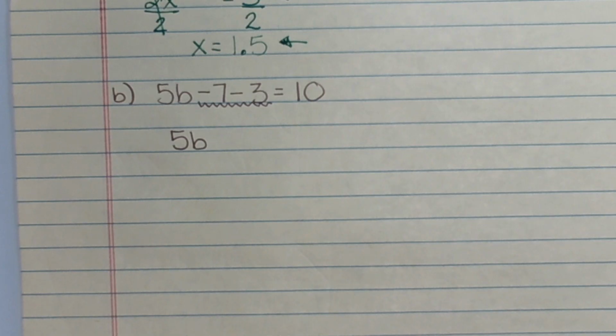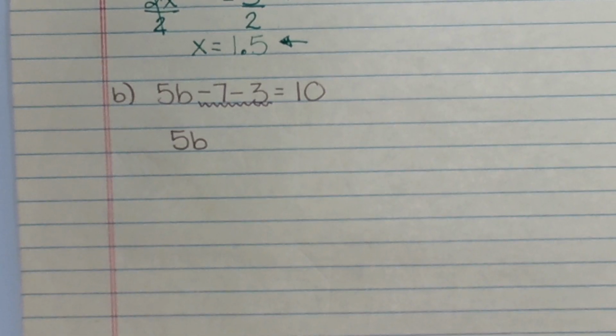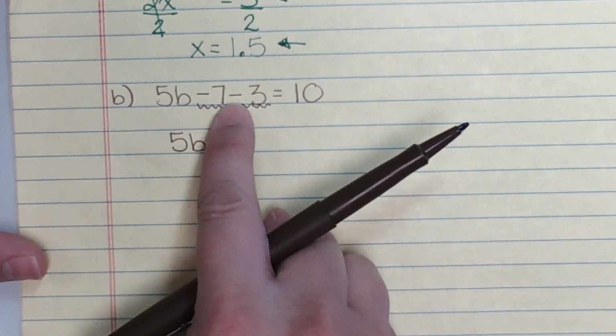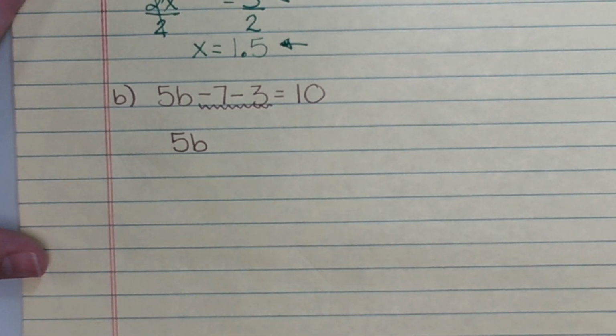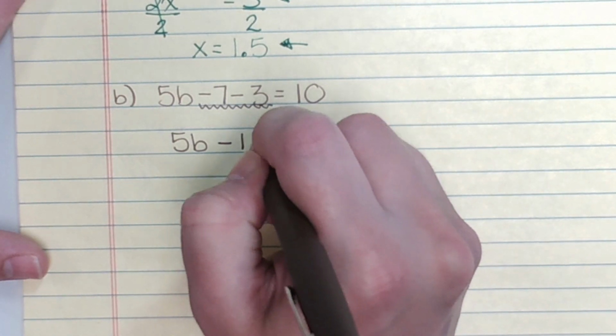So, if you are putting that into your calculator, you are writing negative 7 and either minus 3 or plus negative 3. They're the same thing, minus 3 and plus a negative. But you should get negative 10.